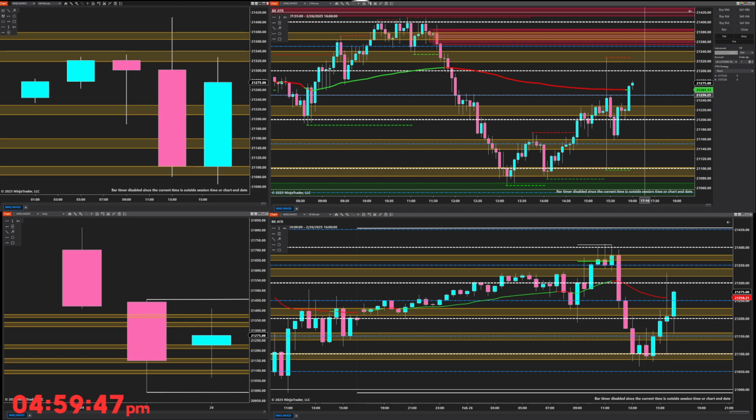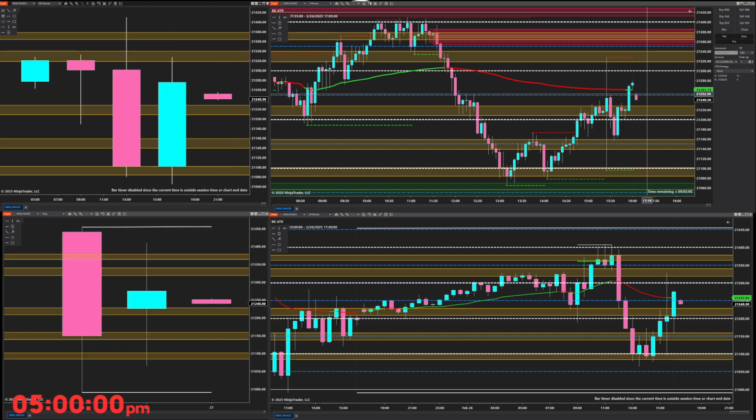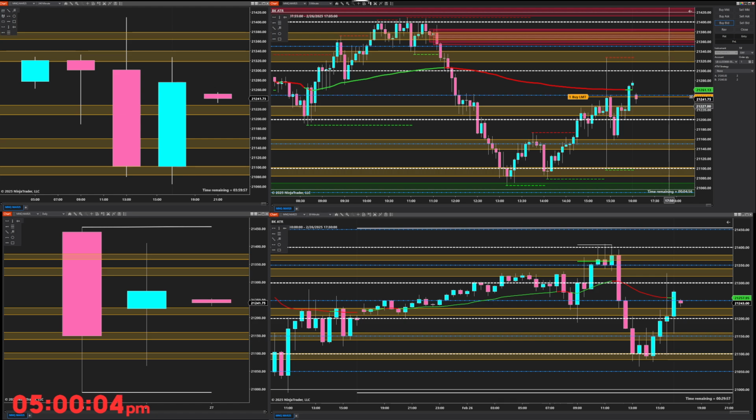I trade in 50-point increments, and I'm trading micros, so this is the MNQ. There's really no stress trading here, guys, and that's what I found to be the easiest and most consistent to trade with: no stress trading.